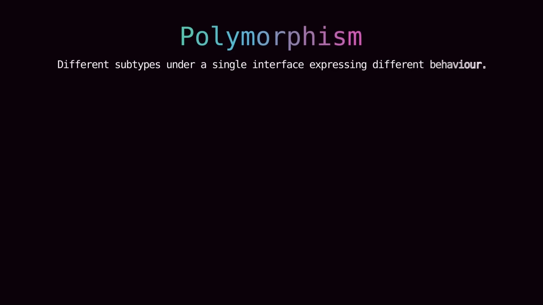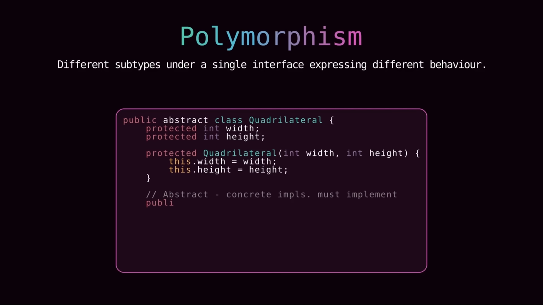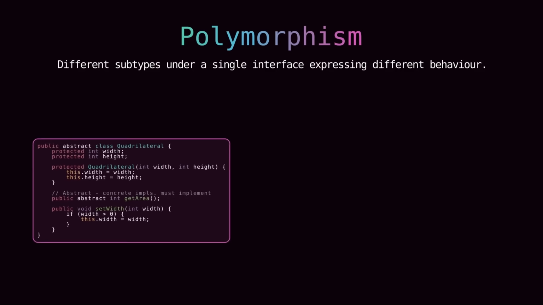Polymorphism is the concept of subtypes under a single interface expressing different behavior, such as reacting to the same method called differently. There are a few types of polymorphism, but in this video we will cover a specific type of runtime polymorphism called dynamic method dispatch.